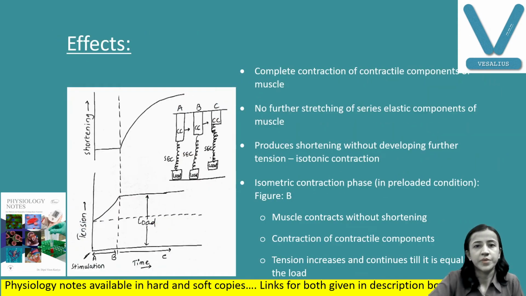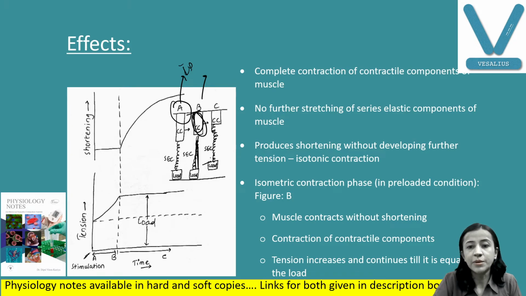Now another is the effects here. Various effects were found. There is complete contraction of the contractile components of the muscle and no further stretching of the series elastic component. It produces shortening without developing further tension, and this is your isotonic contraction. In B, we have found isometric contraction. What happens here? Contraction of the contractile component but stretching of the series elastic component, so the length remains the same. The muscle contracts, with the contractile components contracted but stretching of the series elastic component.